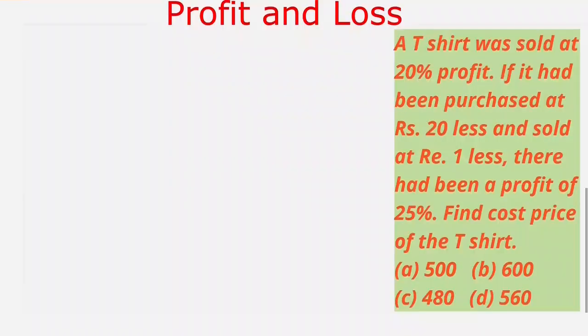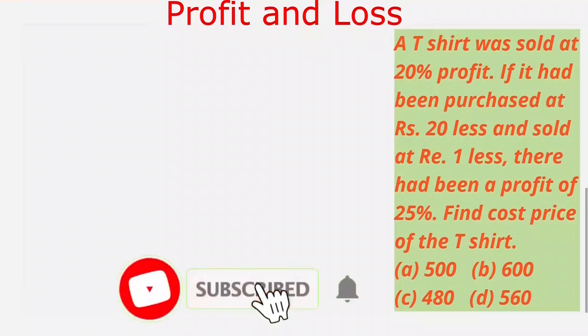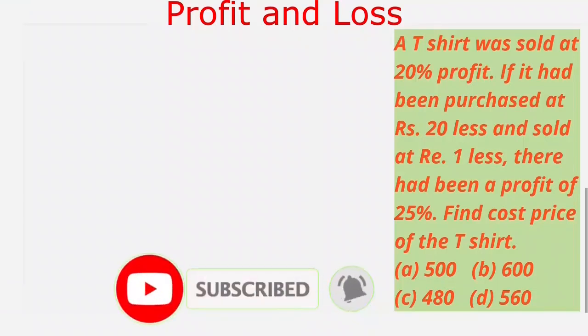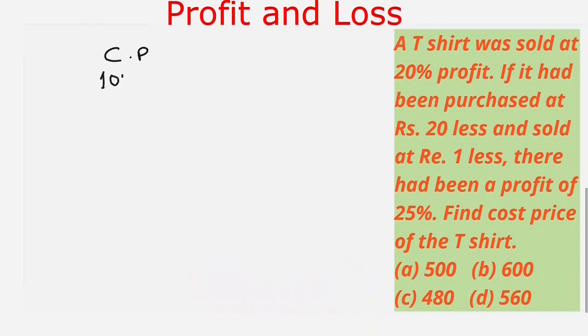We solve this question by the conceptual method as well as by the shortcut method. Let the CP of the t-shirt be 100x. Then the selling price with 20% profit comes out to be 120x. 20% of 100 is 20, and 100 plus 20 is 120. So the selling price is 120x.